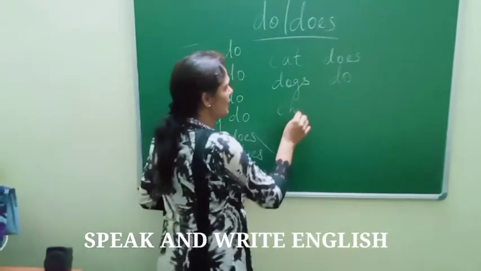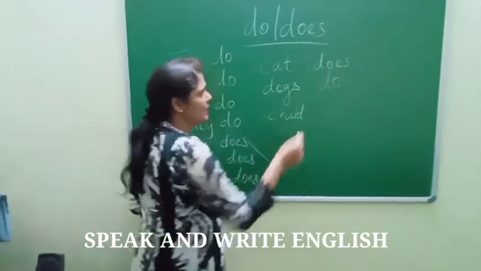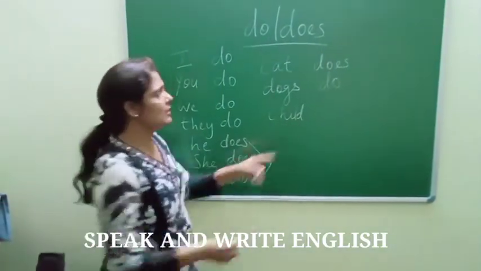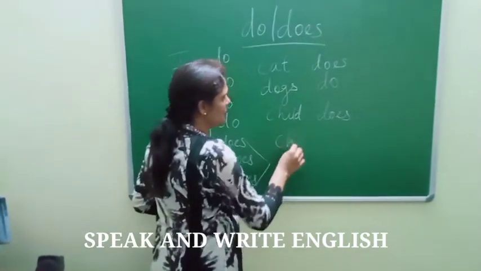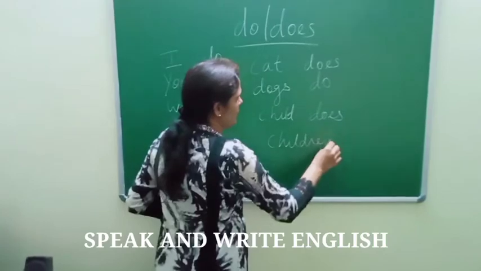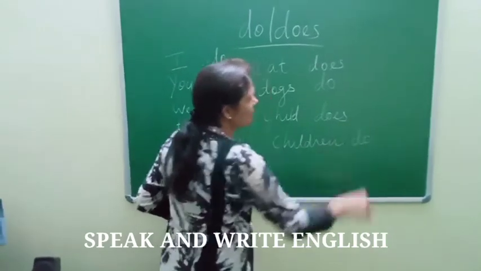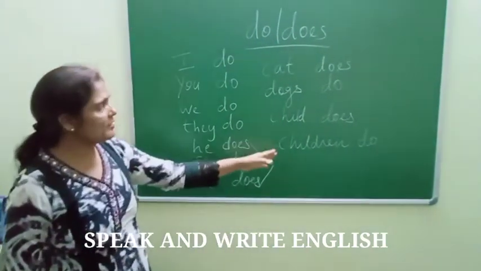If I take child, because it's singular, the auxiliary will be does. Children, the auxiliary will be do. I hope you understood it.